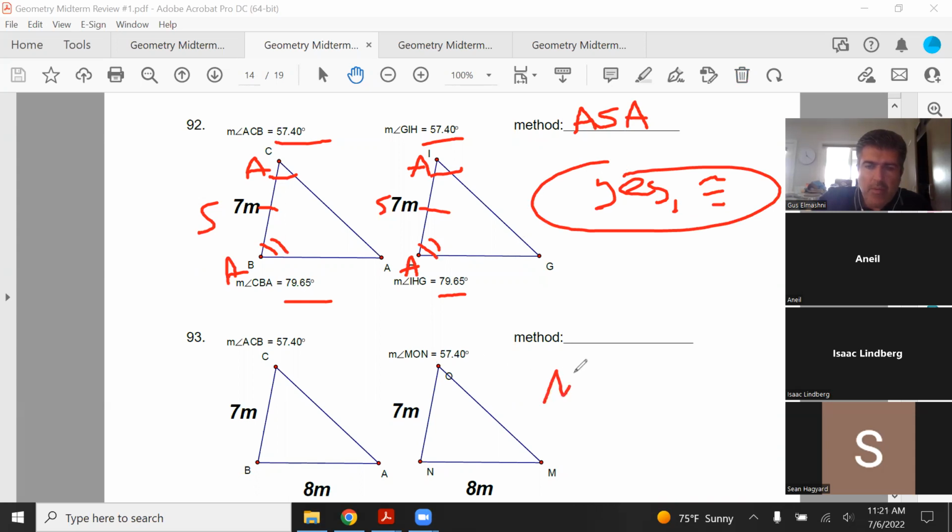This one's gonna be a no. So you do have these sides are the same. You have these sides are the same. And you have these angles. That side angle only works for right triangles, and I don't know if this is a right triangle. There's not enough information. So I'm gonna say no.